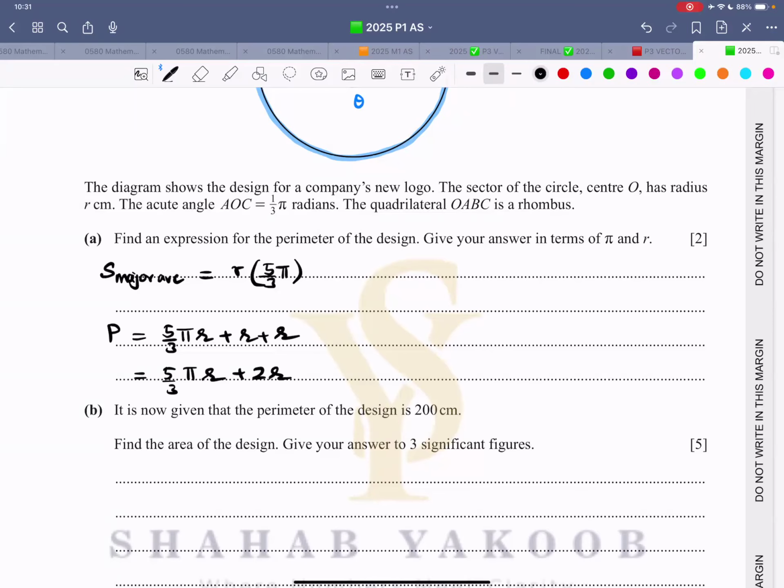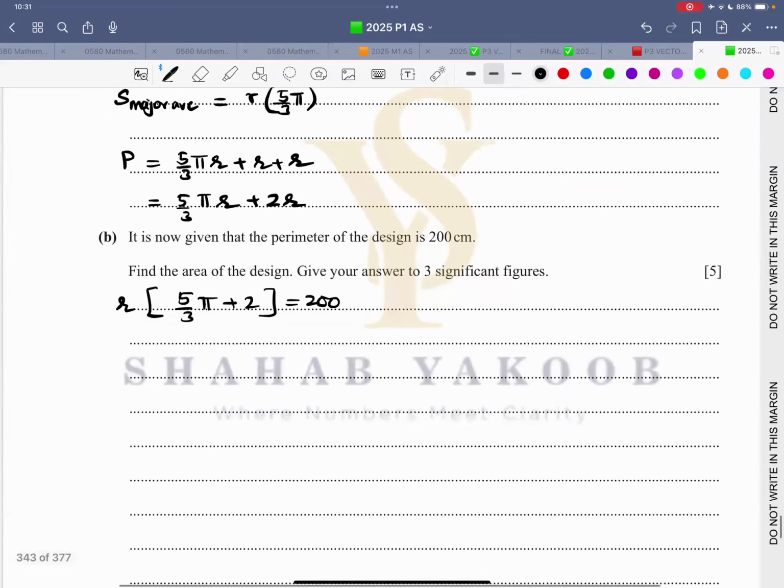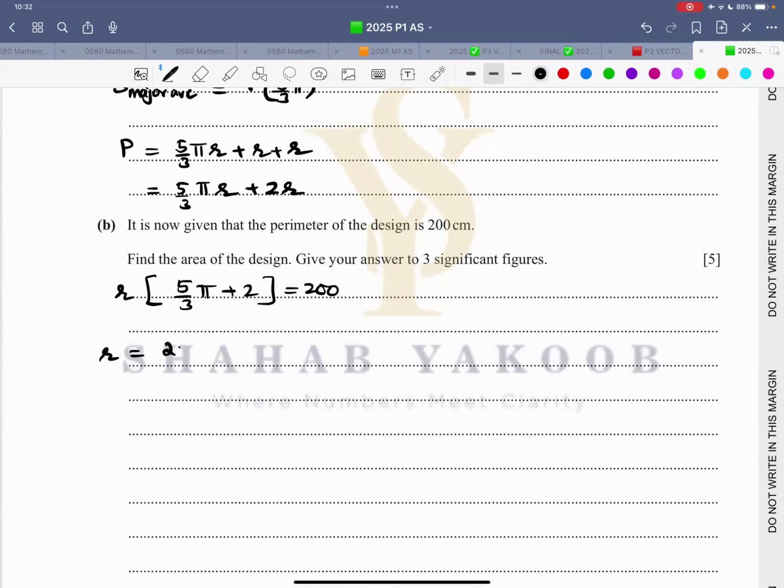Now the next thing. It is given that the perimeter of the design is 200. Find the area of the design. What is the first thing that needs to be done? The first thing is to find r. So take r common: r times (5/3 pi plus 2) equals 200. So r is 200 divided by (5/3 pi, 3.142, plus 2).